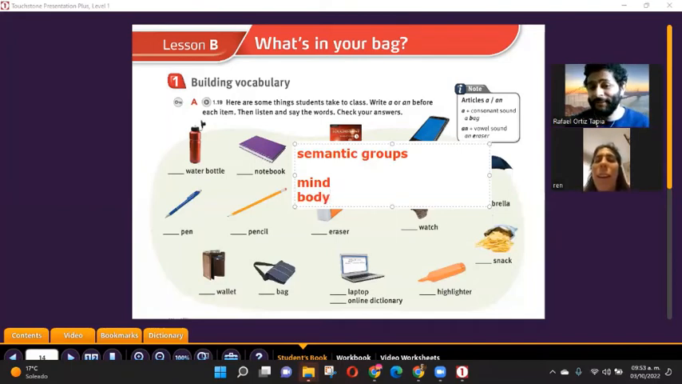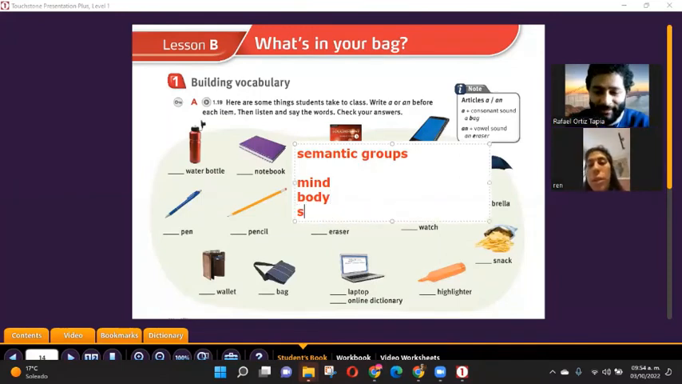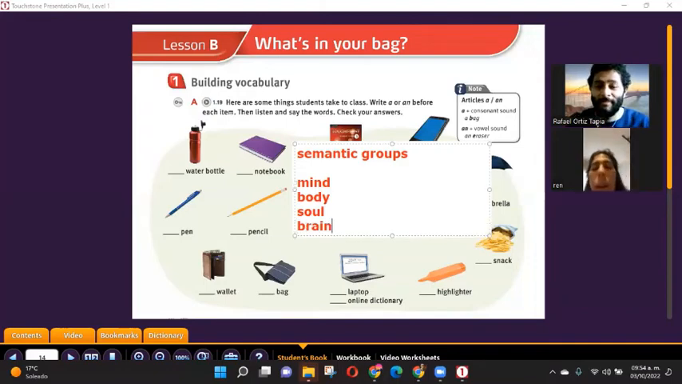Maybe body, right? Different words, not all different, the same, that are related in meaning. So, for example, people say body and mind, right? Cuerpo y mente. Soul. Exactly. You have soul. That's another word related to mind. Or brain, right? Because the mind is in the brain.